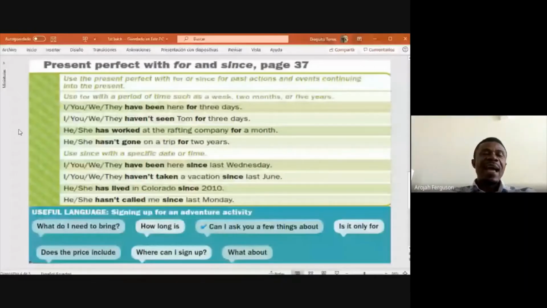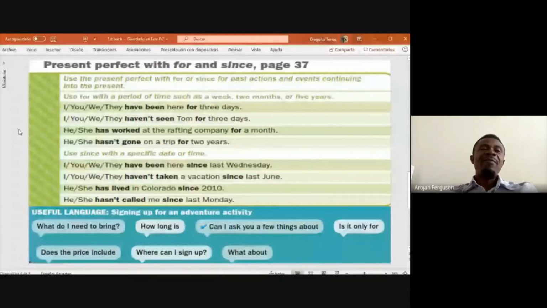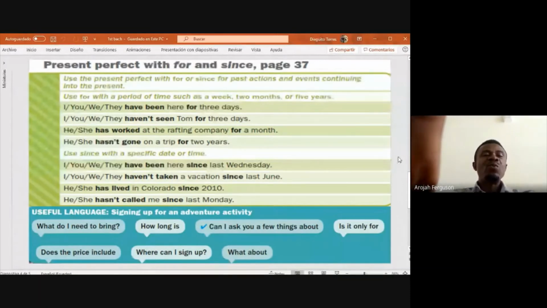So the for tells us how long you've been here, how long you've been in school. I've been in Santiago de Quito for 3 years, for 2 years. I've been to Quito for 1 month. I've lived in Sacha for 6 months. Now an example with since, to see how that one also works.